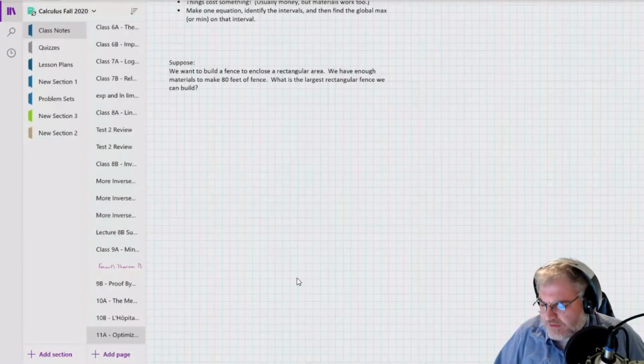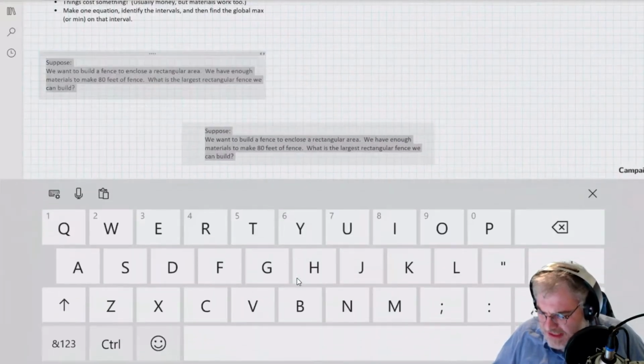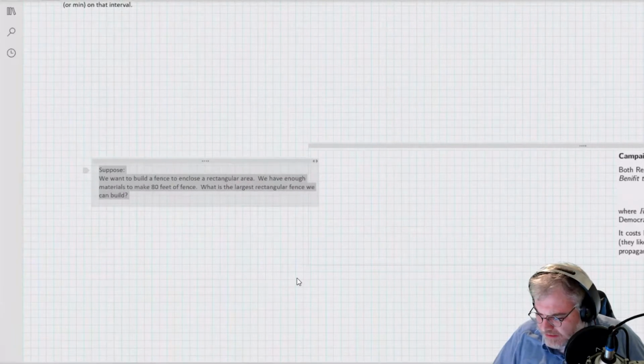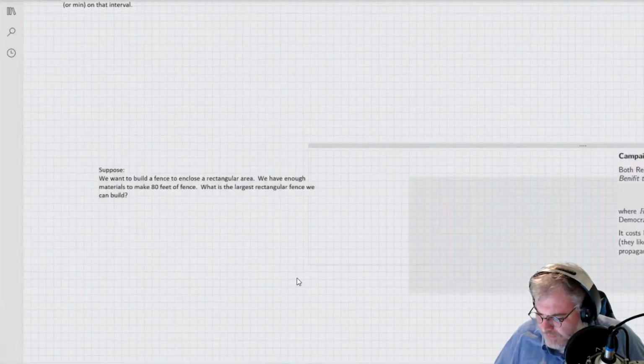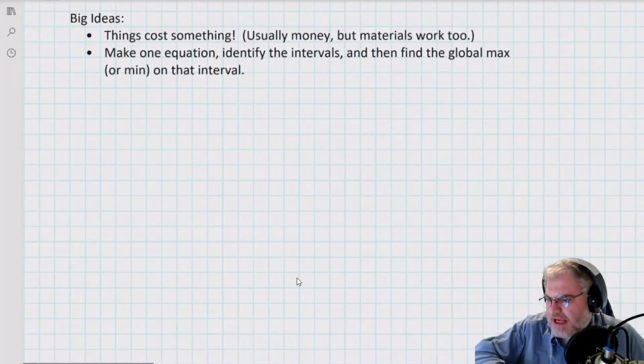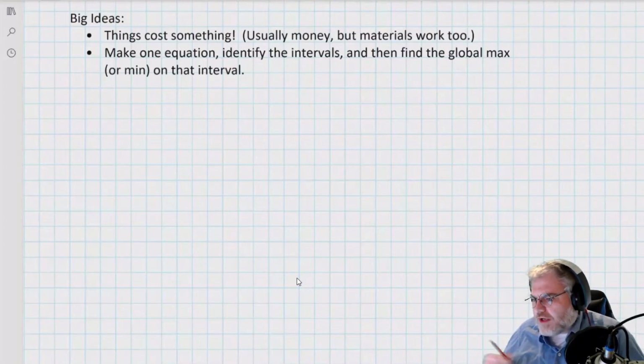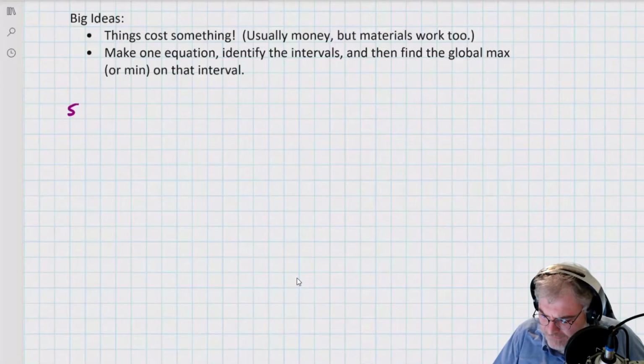We have this method that if we have one equation, we can find the optimum. Let's look at what that looks like. Suppose I have one equation, and I want to maximize x squared plus 10 on the interval -2, 1.